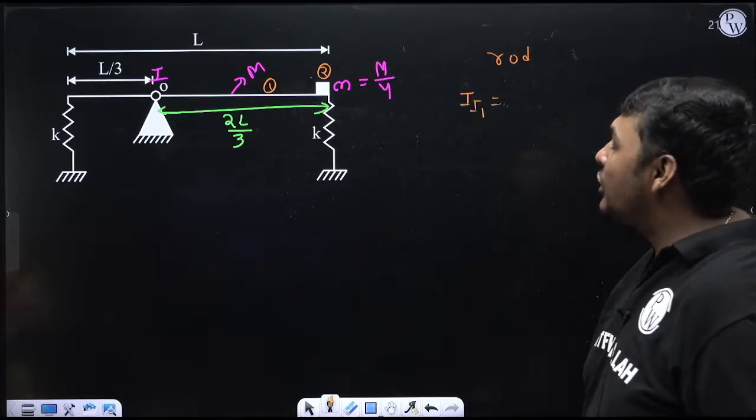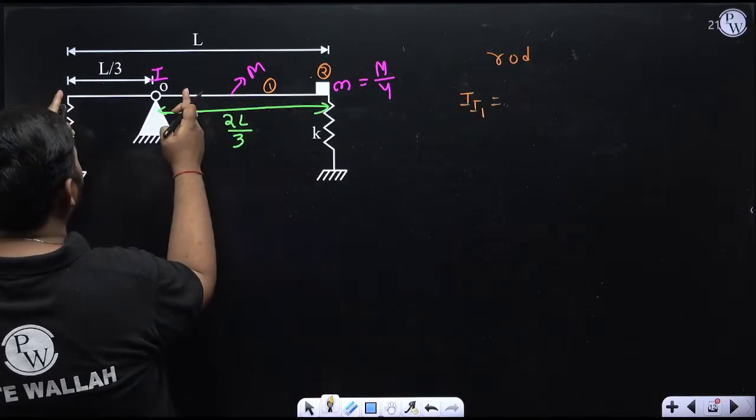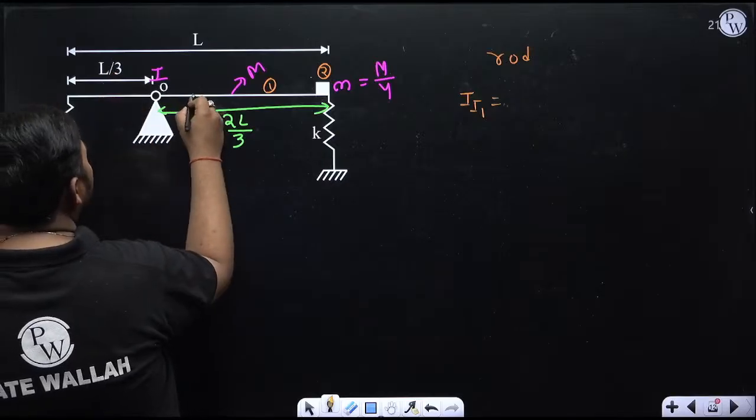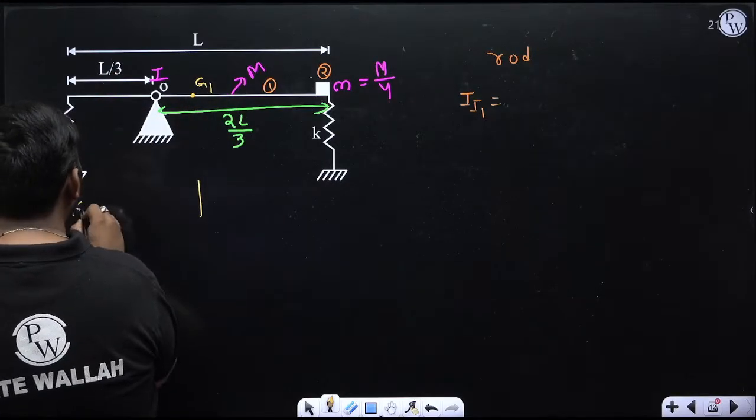So first locate the center of gravity of the rod. The center of gravity of the rod will be at the middle. Middle means from this point it will be at a distance L by 2. L by 2 is more than L by 3, so it will be somewhere here. This is the center of gravity of the rod, and this distance is L by 2.